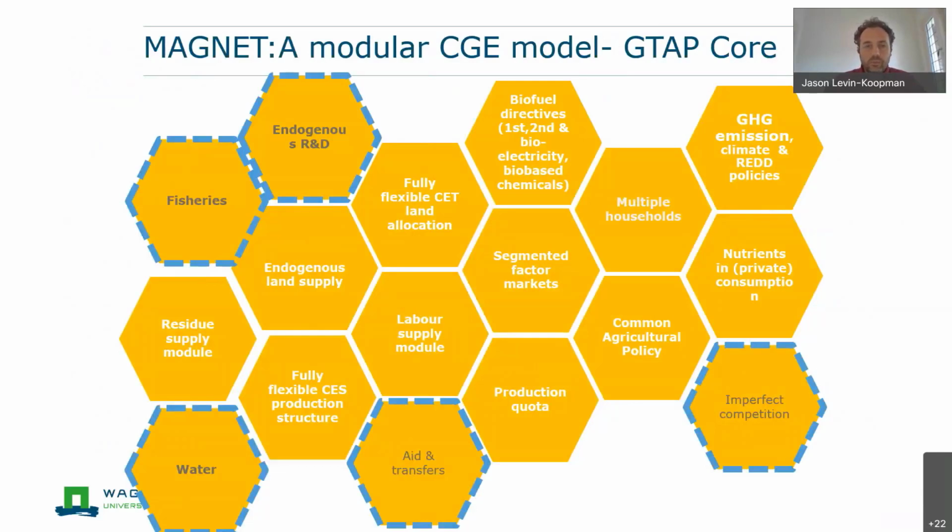The Magnet model is a modular CGE model. It's based on GTAP with all sorts of additions that we can plug and play. So we can use various pieces to suit the problem that we are looking at. The additions to the model that we're using here allow us to examine irrigation water, as well as greenhouse gas emissions and nutrition and food consumption.